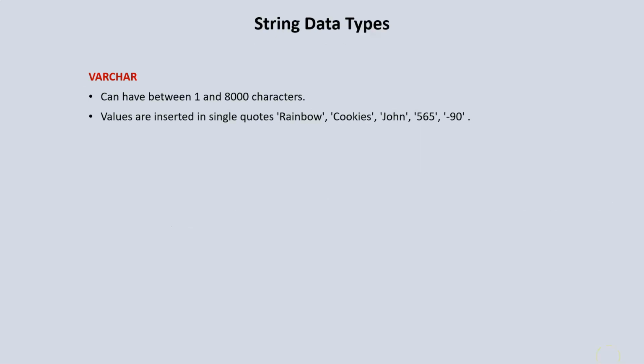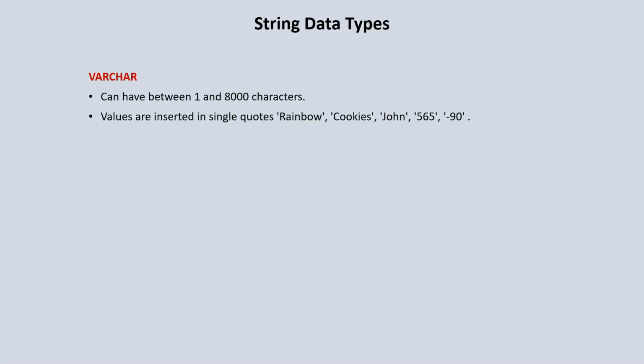When we look at the string data types, the string data type is used to store character values, and this could be words, it could be a letter. The varchar, which is variable character, can store between 1 and 8,000 characters. Another important point is that within string data types, we have to insert the values inside of single quotes. Here we have rainbow in single quotes, we have cookies, we have John.